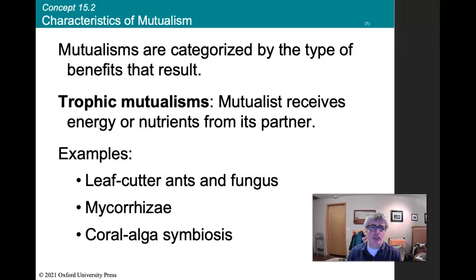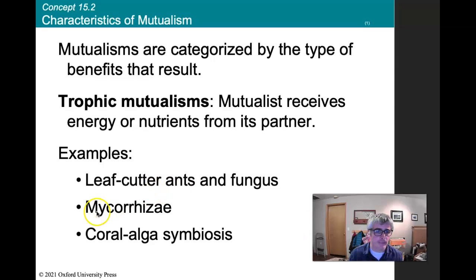Okay, let's look at a few of the characteristics of mutualism. Mutualisms are categorized by the type of benefits that result. Trophic mutualisms, trophic, food. The mutualist receives energy or nutrients from its partner. Examples of this include the leafcutter ants and the fungus, mycorrhizae, and coral alga symbionts, the coral and zooxanthellae.